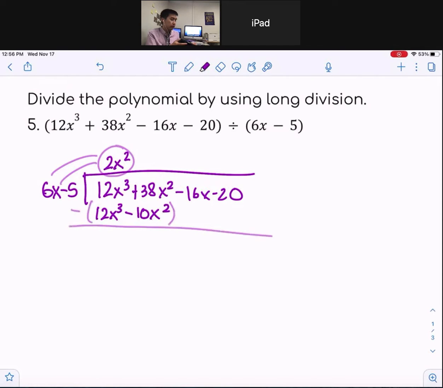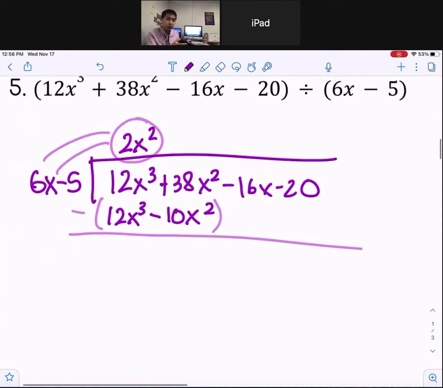Now, we're going to subtract both of those terms from the top. 12 minus 12, that's 0. Okay, be careful with this. 38 minus negative 10. Minus negative 10 is positive 10. So we really have 38 plus 10, which is positive 48x squared. Drop down the negative 16x, and now repeat the process all over again.